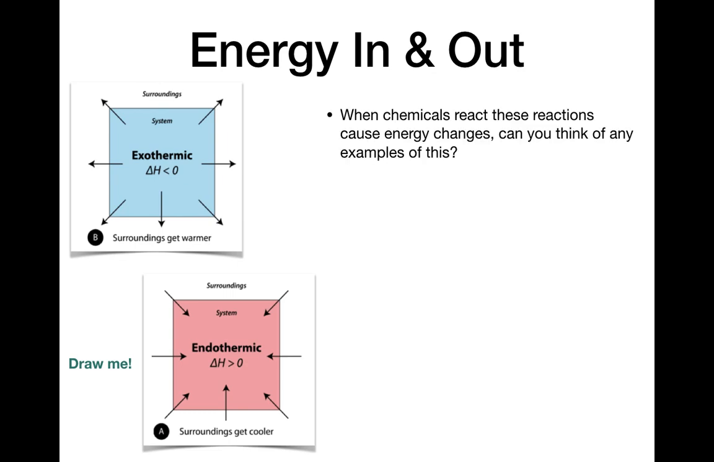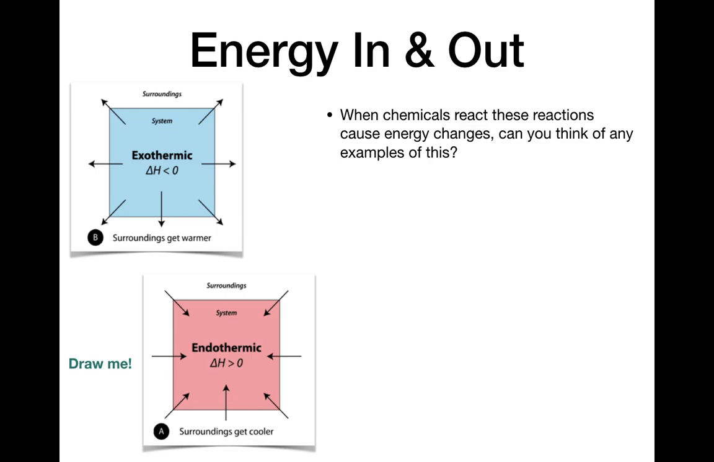So when chemicals react, they're going to cause a release of energy changes. Okay, so the energy is going to be changed somehow during a chemical reaction. What kind of examples can we think of this happening? So back to our burning of wood, that's releasing energy in terms of light and heat.